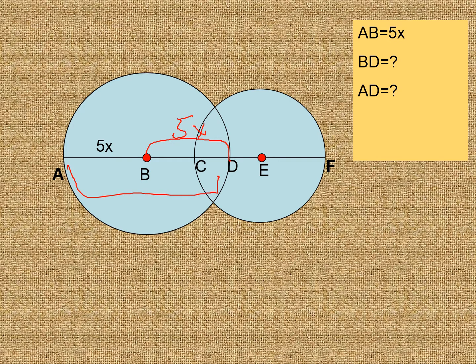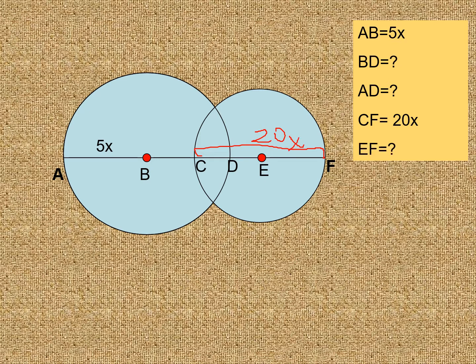The whole thing, 10x. All right, and then if CF is 20, where's CF? That's the whole thing, 20x. Okay, with algebra. What is EF? Easy, that's a radius, so we have 10x.